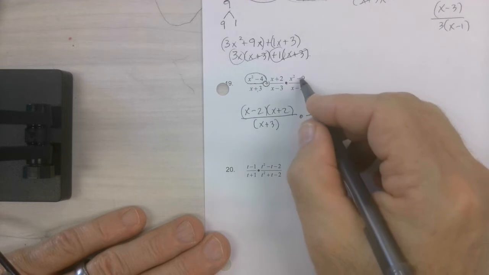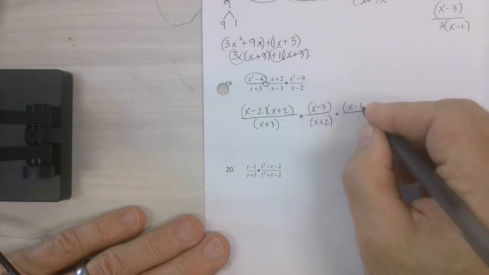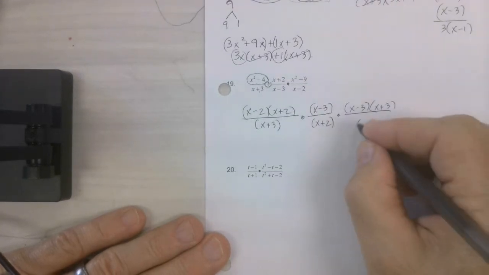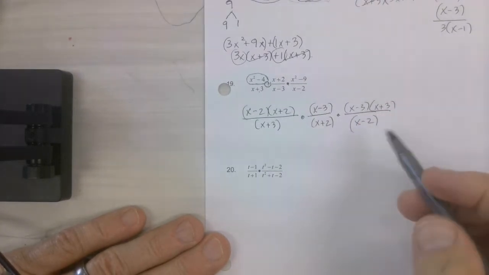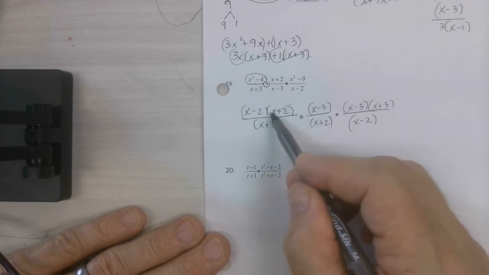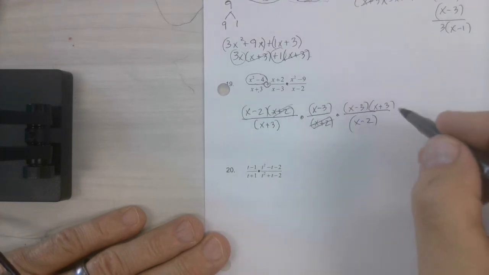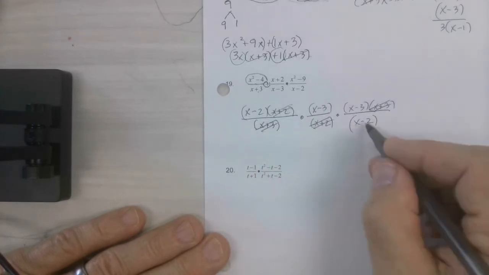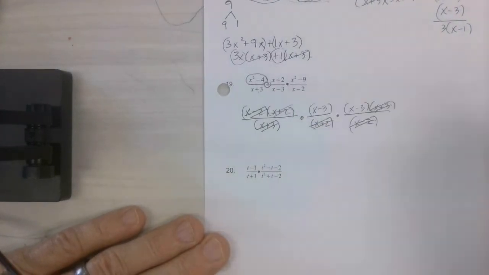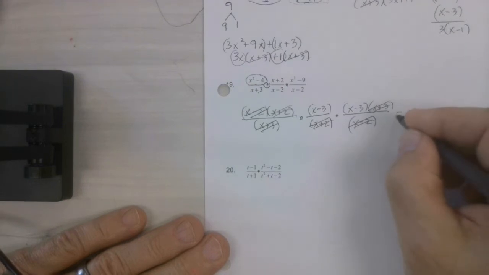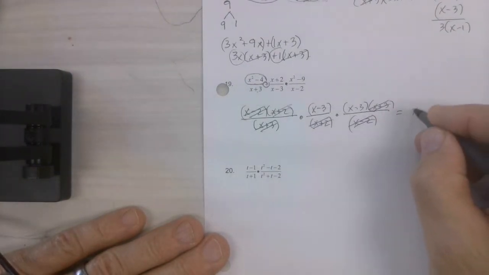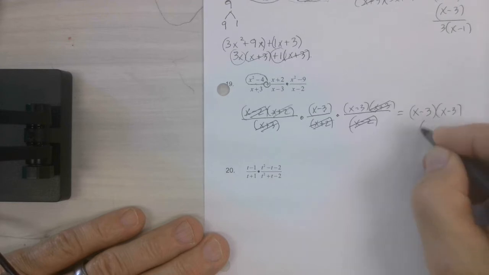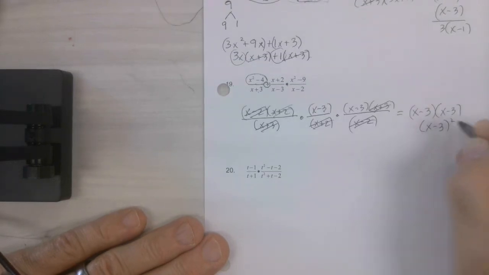Times, there's another difference of two squares. So x minus 3, x plus 3. And there's an x minus 2 still on the bottom. Here comes the fun part. x plus 2 gone. There's an x plus 3, so I'll go ahead and take it out with that. And then this x minus 2 cancels with that one way over there. So what are you left with? This times this, which is just x minus 3 times x minus 3, which I'm thinking you could just write it like that. Either way.